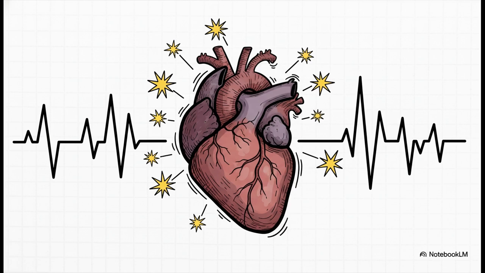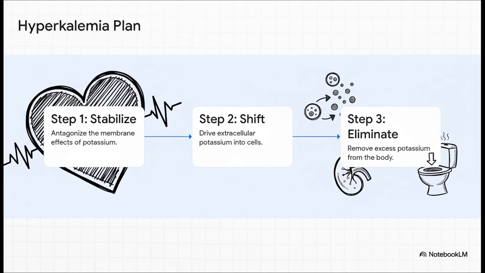Luckily, we have a very clear 3-step algorithm to deal with it. It's a 3-step dance, and the order is absolutely critical. Ready? Stabilize, shift, eliminate. Just burn that into your memory. Stabilize the heart, shift the potassium into the cells, and then eliminate it from the body for good.